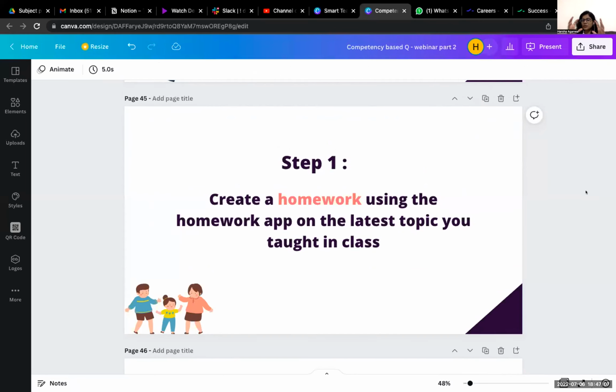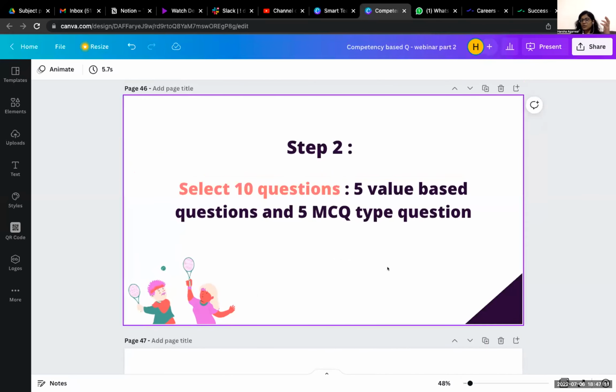Okay, so we'll be using the homework app to create a homework first. After we create a homework on a particular topic, we'll make sure it doesn't have more than 10 questions. So all the teachers who have joined the WhatsApp group and are there on call have to create a homework on the latest topic they are teaching in class.